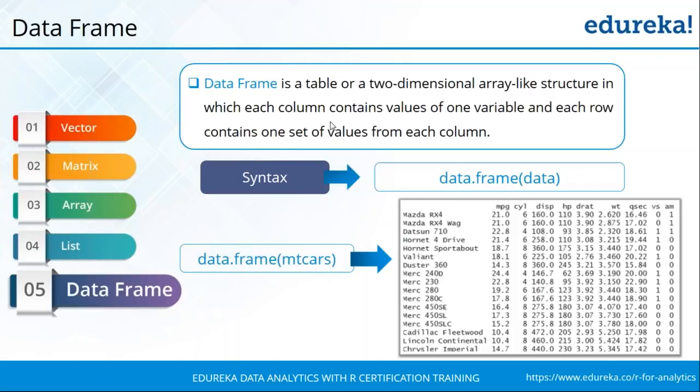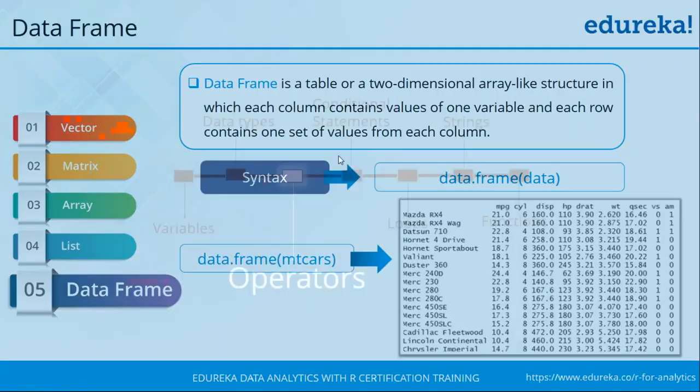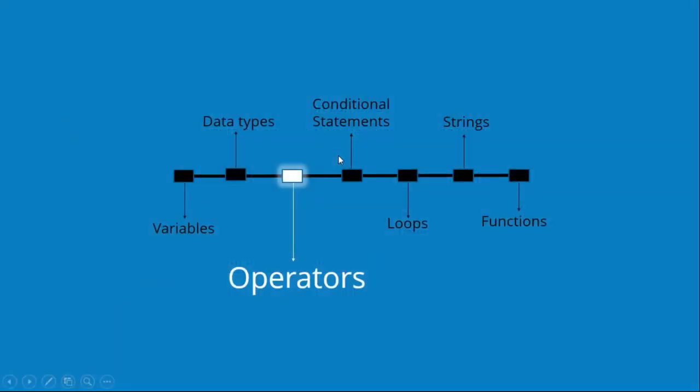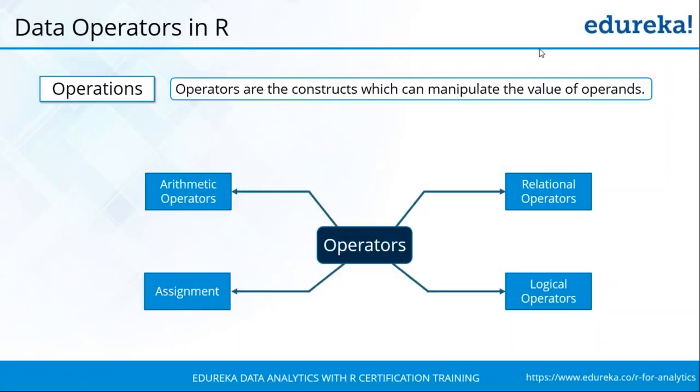So now let's move forward to the next concept of today's session, that is operators in R. Now talking about operators, there are mainly four different operators. But what exactly is an operator? Operators are basically constructs which help you manipulate the actual value of each of the variables. So using an operator, you can perform various operations and change the values stored in each of the variables.